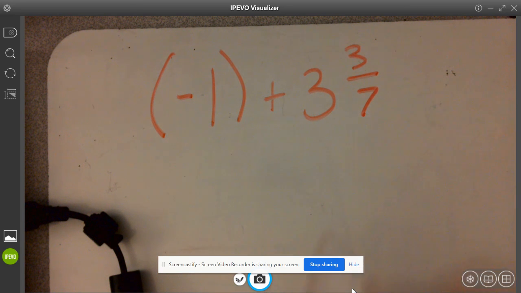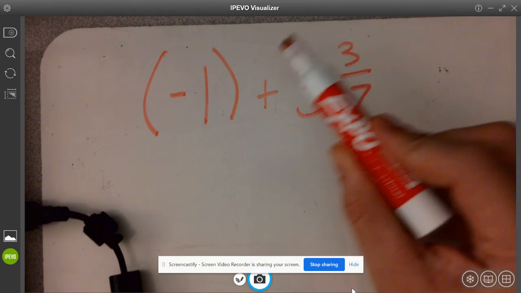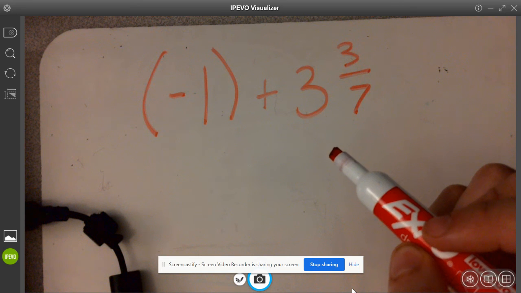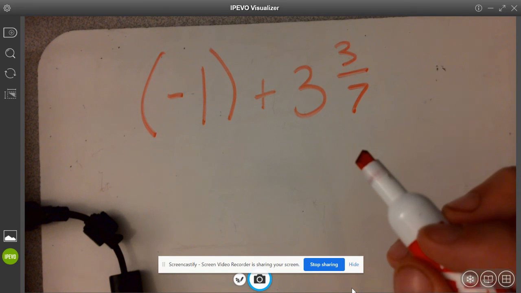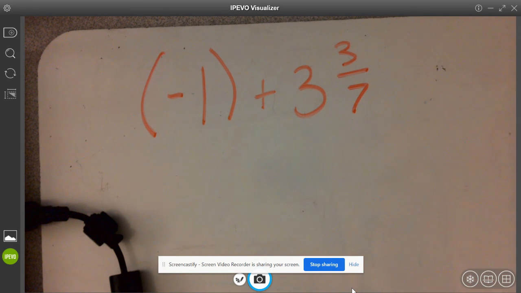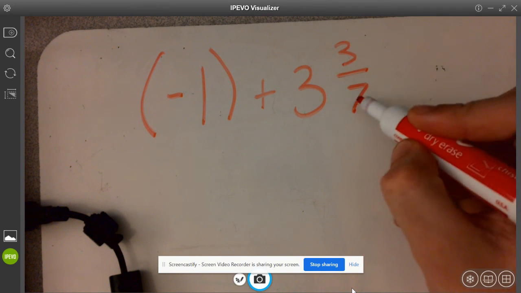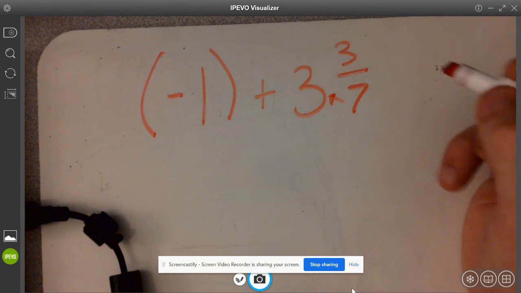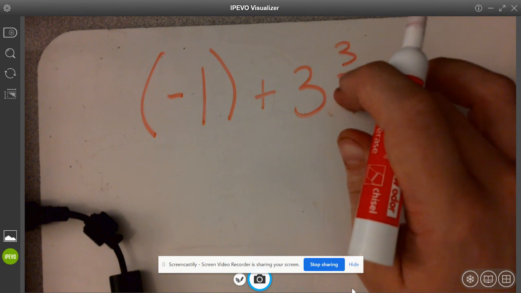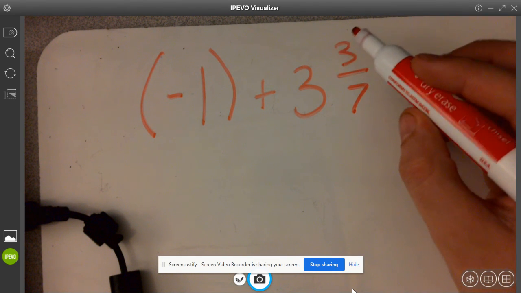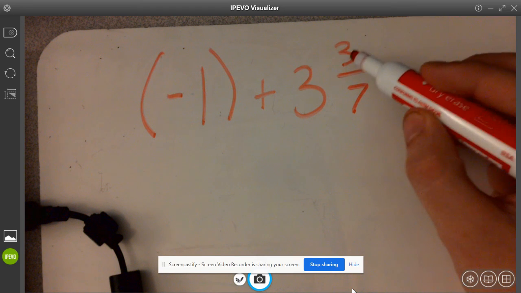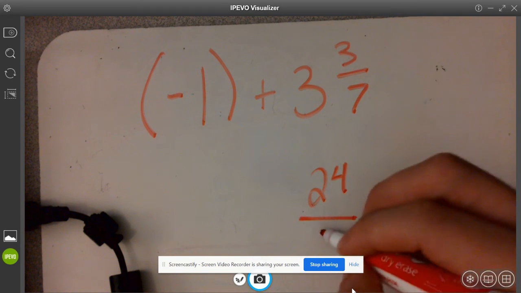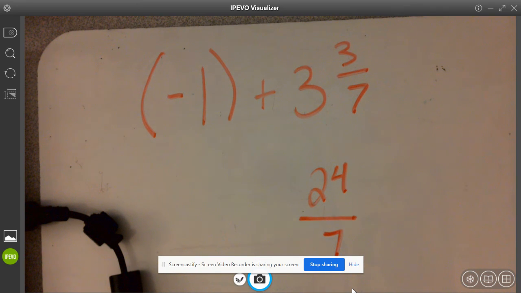Okay, so let's go ahead and convert this one into a, this is a mixed number. Let's do an improper fraction. The way you do that is 7 times 3 is 21. And I'm just taking these and multiplying them. And then I'm going to add 21, 22, 23, 24. I'm going to add this 3. So 24 over 7. All right.